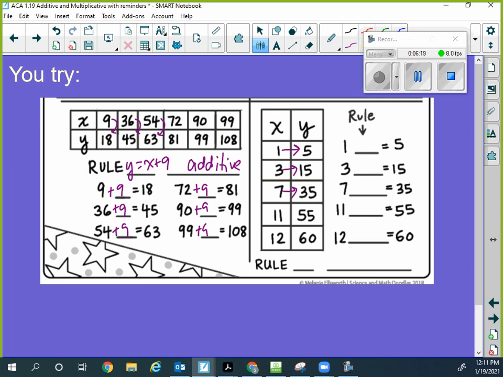Okay, versus on the one on the right, what's happening? It's doing times 5. So then what was your rule? Y equals 5x. Very good. So it's what? Multiplicative. That's a hard word to say. Multiplicative. Okay, guys, any questions from tables? Okay, great. Go to the next page.